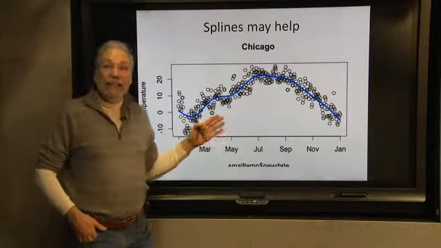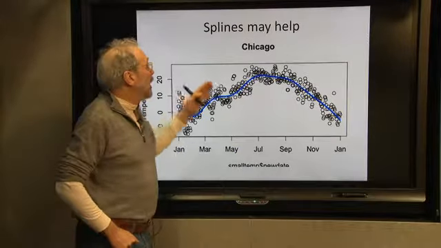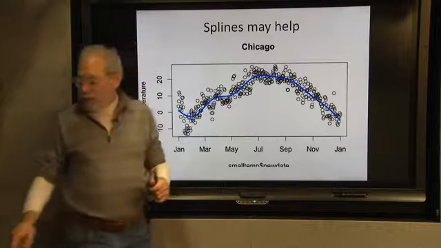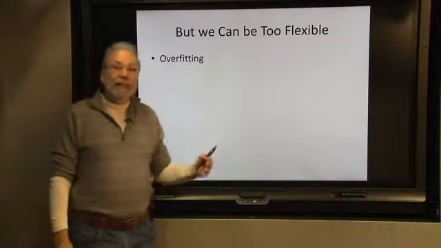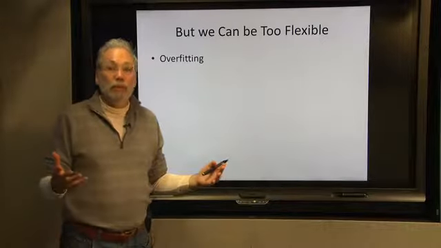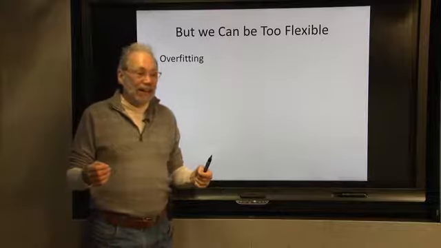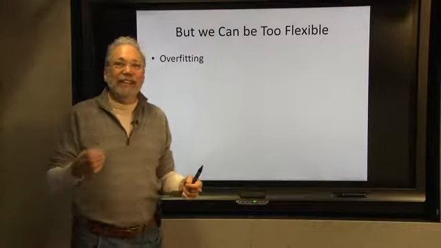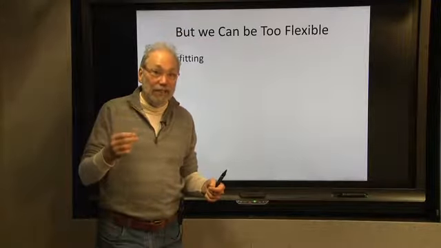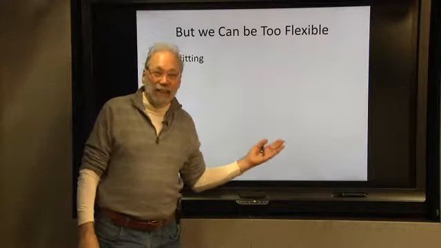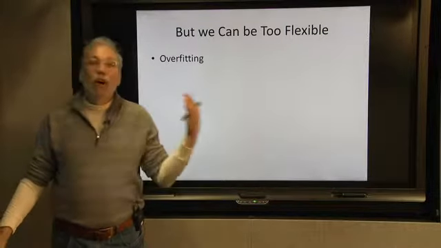So that suggests that splines are the answer to the question, how do I look at temperature over time? But it's possible to be too flexible. Bertrand Russell once said that if your mind is too open, your brains will run out. That's true for data also. And we call that, in the case of data, overfitting.